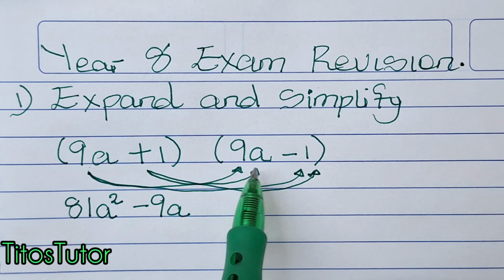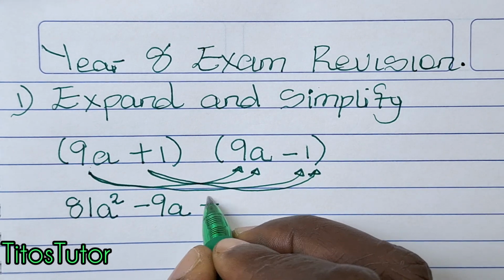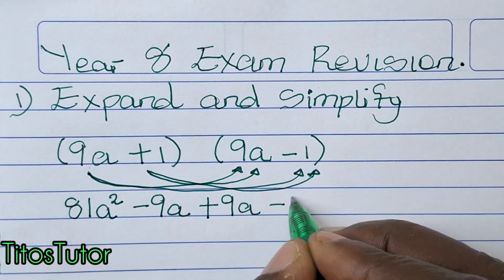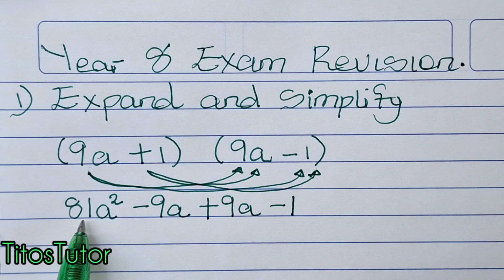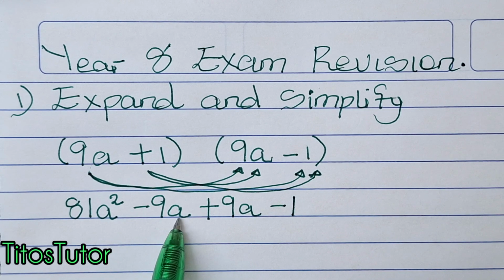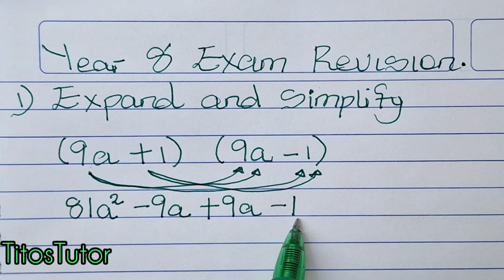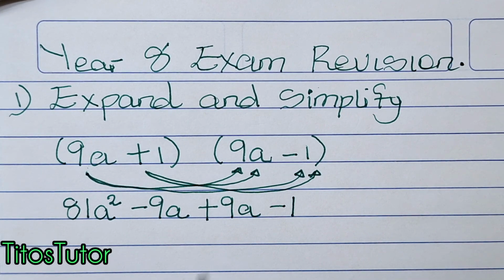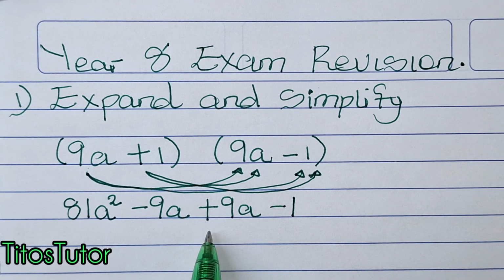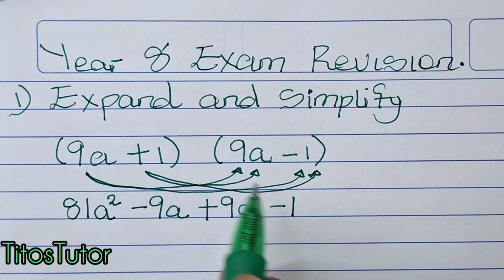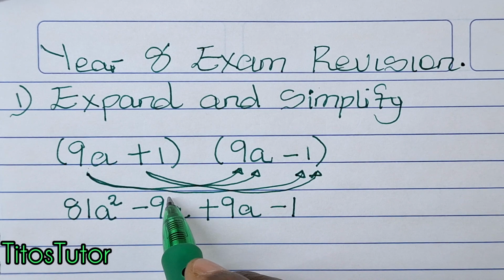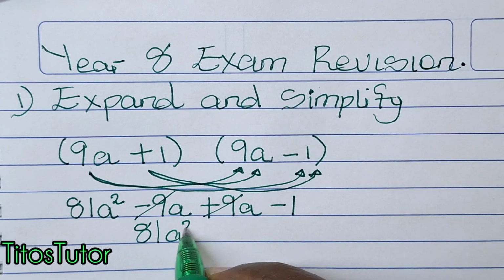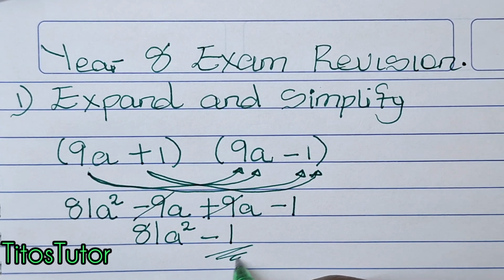So 1 multiplied by 9a gives you plus 9a. 1 times negative 1 is negative 1. So you have 81a squared minus 9a plus 9a minus 1. Remember that a and a are like terms, so because they are like terms, you can simplify them. Minus 9a plus 9a cancel out each other, so that makes it 0. Final answer, 81a squared minus 1. And you are done.